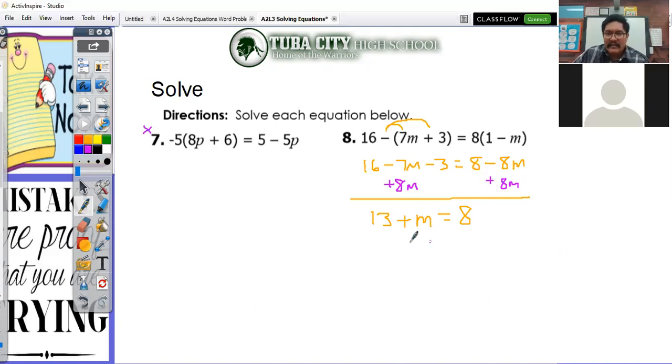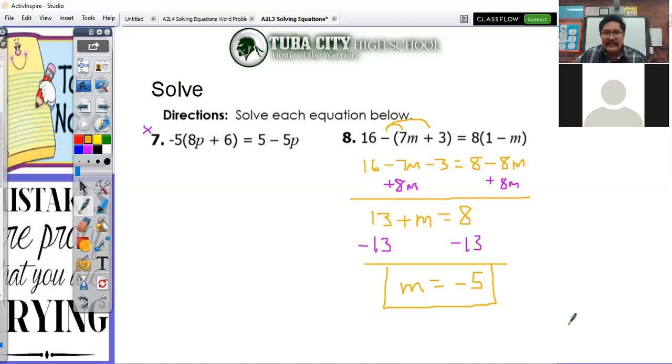But I still need to get rid of this 13. So that 13 is adding to m. So I'm going to go ahead and minus 13 from both sides. And that one didn't take that long. Pretty easy. 8 minus 13 is negative 5. And it looks like we are done with that one. Box it up. And we are done.